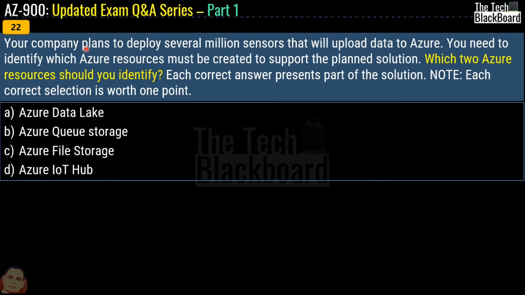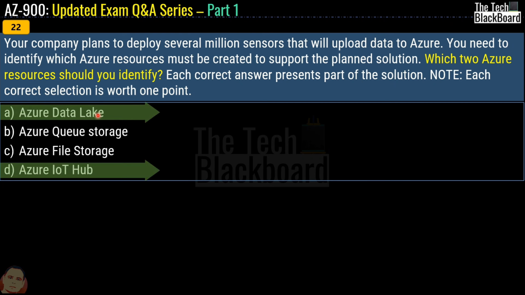The question says that your company plans to deploy several million sensors that will upload data to Azure. You need to identify which Azure resources must be created to support the planned solution. Which two Azure resources should you identify? Each correct answer presents part of the solution and you need to note that each correct selection is worth 1 point. Your options are Azure Data Lake, Azure Queue Storage, Azure File Storage or Azure IoT Hub. And the correct answer for this question is option A, Azure Data Lake, and option D, Azure IoT Hub.